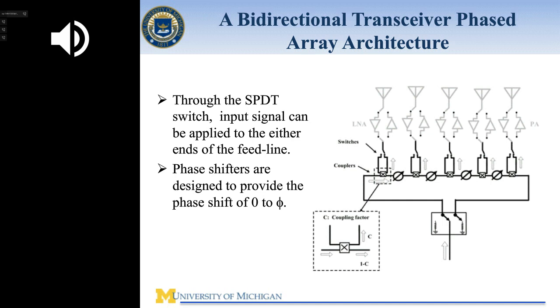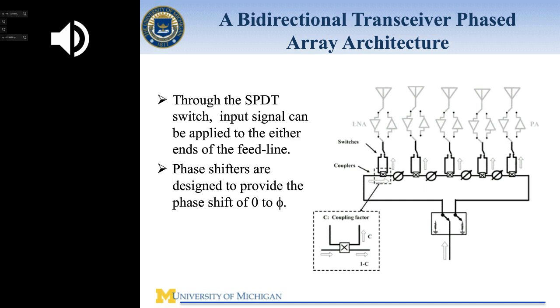And imagine that the injected signal is traveling down the array feed from the left to the right. And we have a number of couplers here. The coupling factors can be C here. The coupling factor for the couplers is the same. So as the signal travels from the left to the right, it couples to the array. And what travels down the array on the right side, what's left, is terminated.